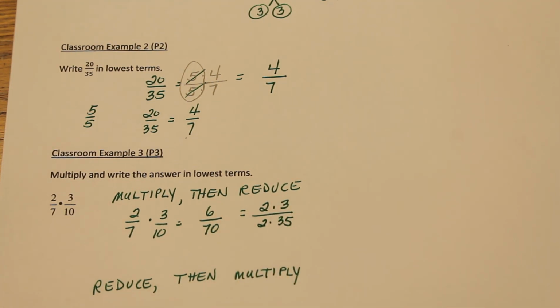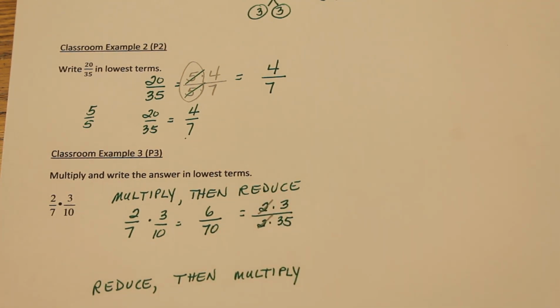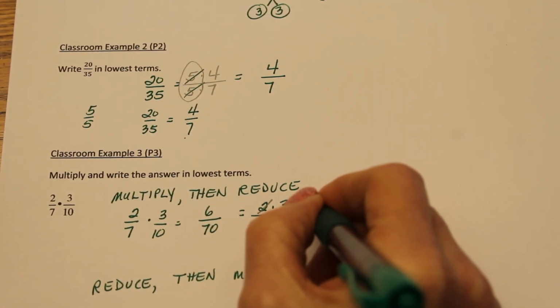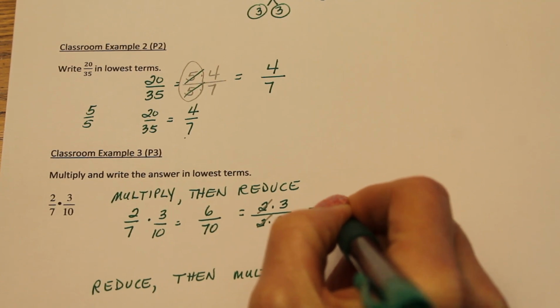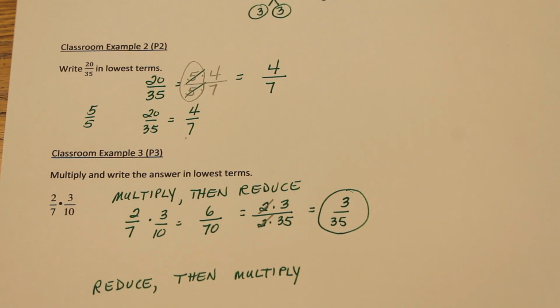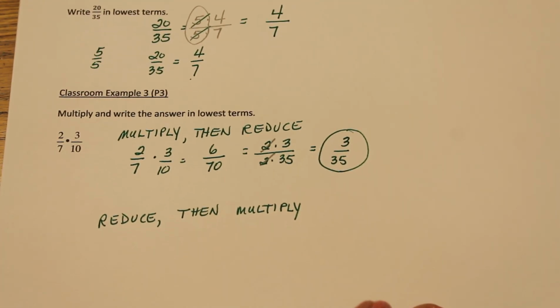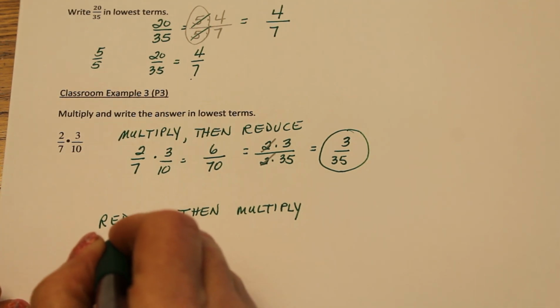And why would I want to do that? Because then I can reduce numerator and denominator by 2. So your final answer for this problem is 3 over 35. 2/7 times 3/10 is going to equal 3 over 35. So you always want to write your answer in reduced form when you're talking about fractions. Now I find it easier to reduce the fractions first and then multiply.